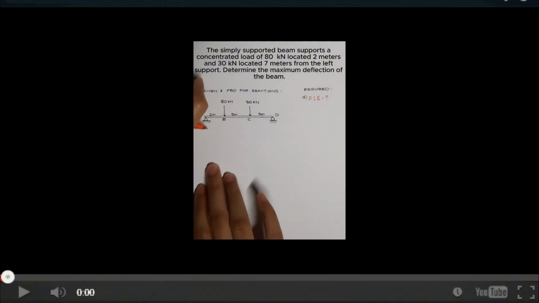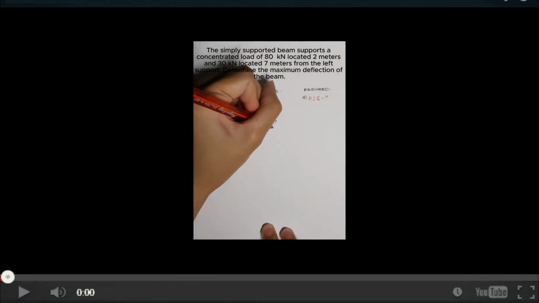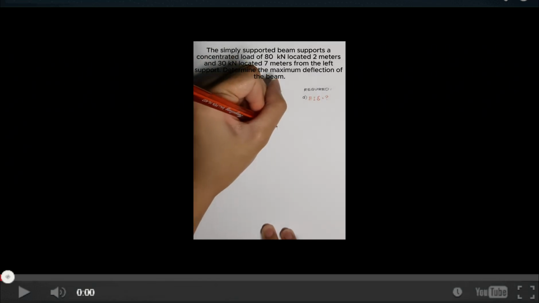Then, the next step is to solve for the reactions at the left and the right support. So, meron tayong pin and a roller. So, for pin, we have two reactions, that is AY and AX. For the roller, we have vertical reaction DY. Now, let's solve first the AY, or the left support.